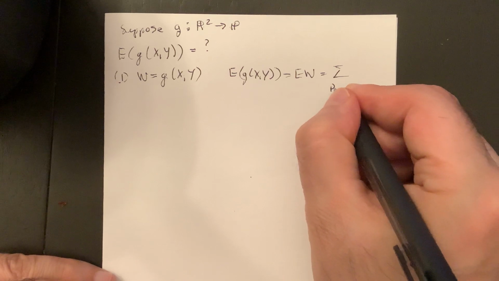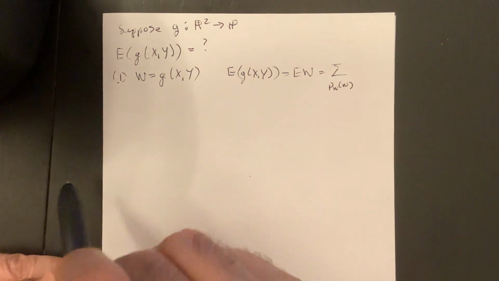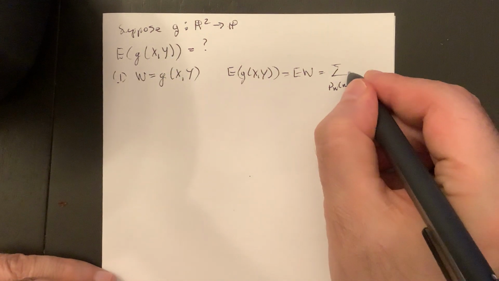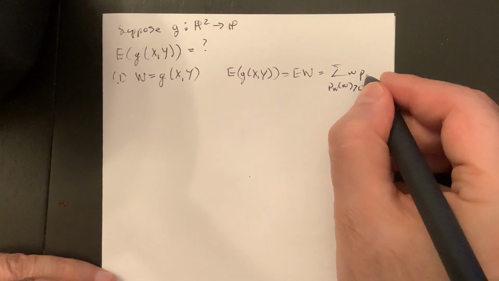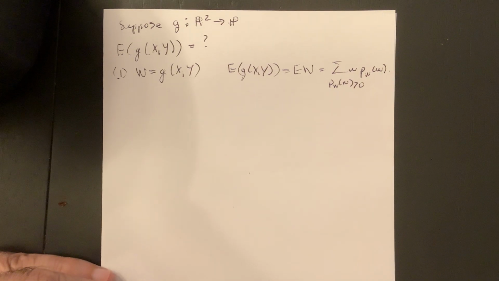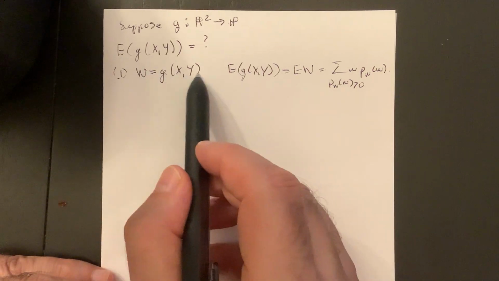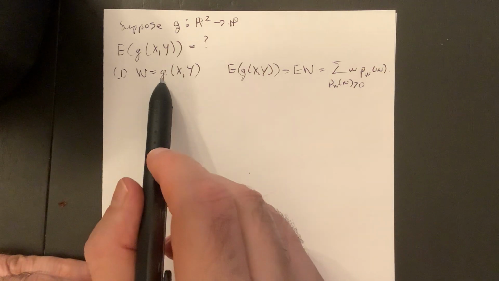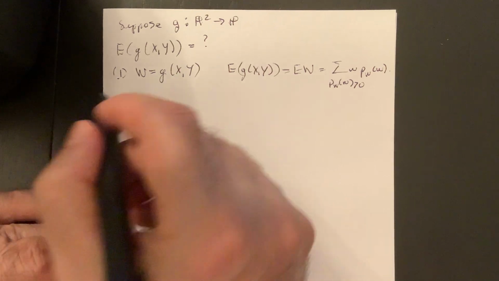I'd have to first find the PMF of little w, so I'd have to find all these function values over all x, y, and then I just multiply by p_W of w here. So this would be the normal way, but again, just like with the sum, it could be hard to find all g(x, y). Notice x plus y is an example of g(x, y), but this is just more general.